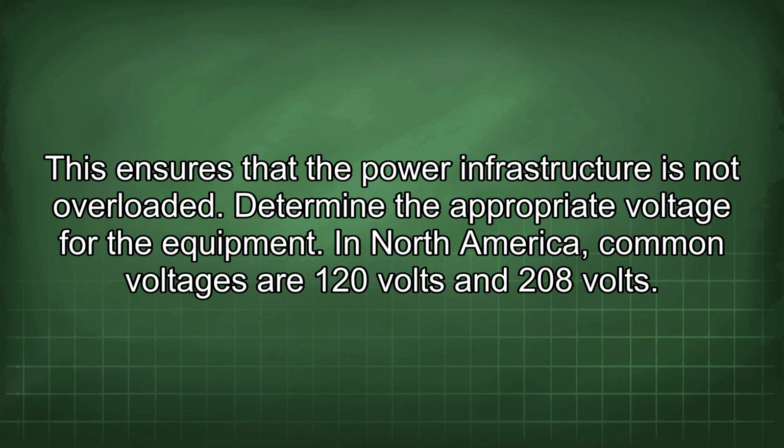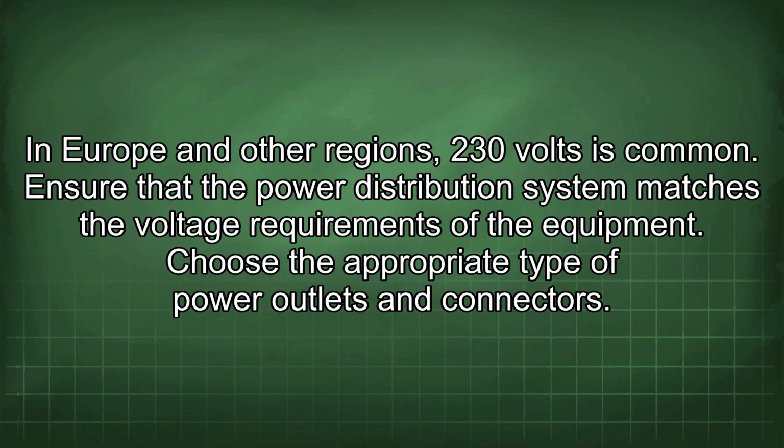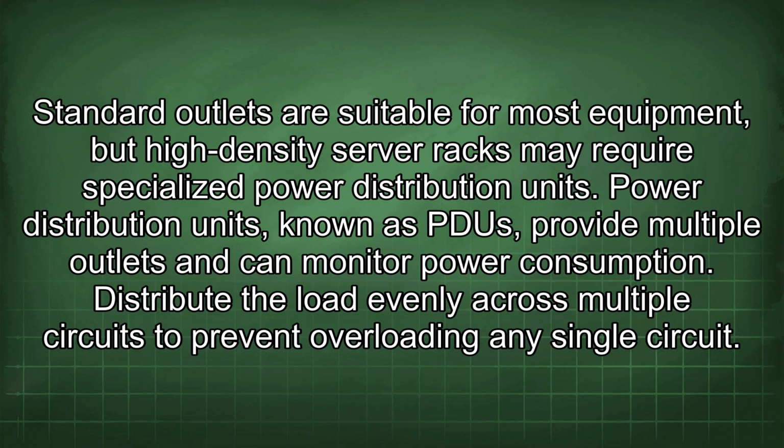Determine the appropriate voltage for the equipment. In North America, common voltages are 120 volts and 208 volts. In Europe and other regions, 230 volts is common. Ensure that the power distribution system matches the voltage requirements of the equipment. Choose the appropriate type of power outlets and connectors. Standard outlets are suitable for most equipment, but high-density server racks may require specialized power distribution units. Power distribution units, known as PDUs, provide multiple outlets and can monitor power consumption.